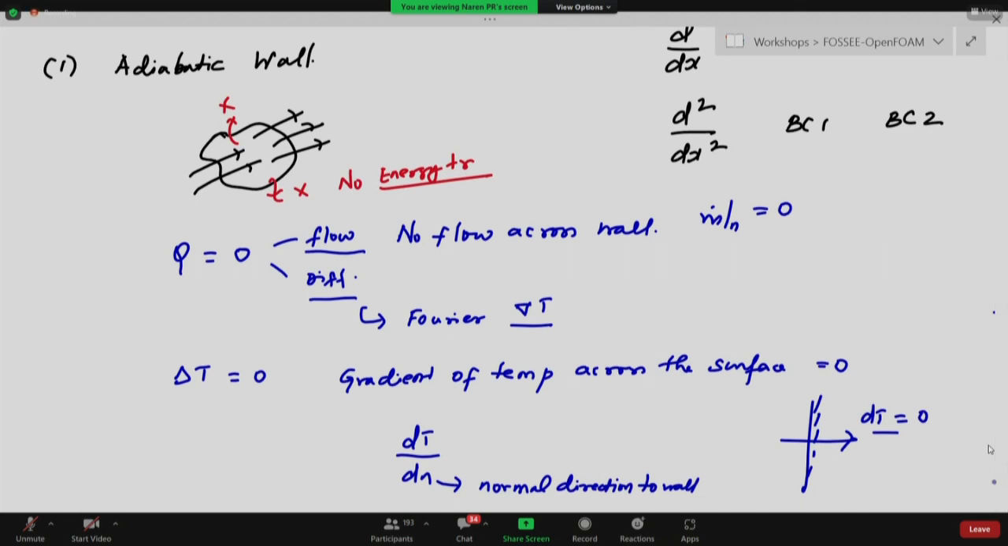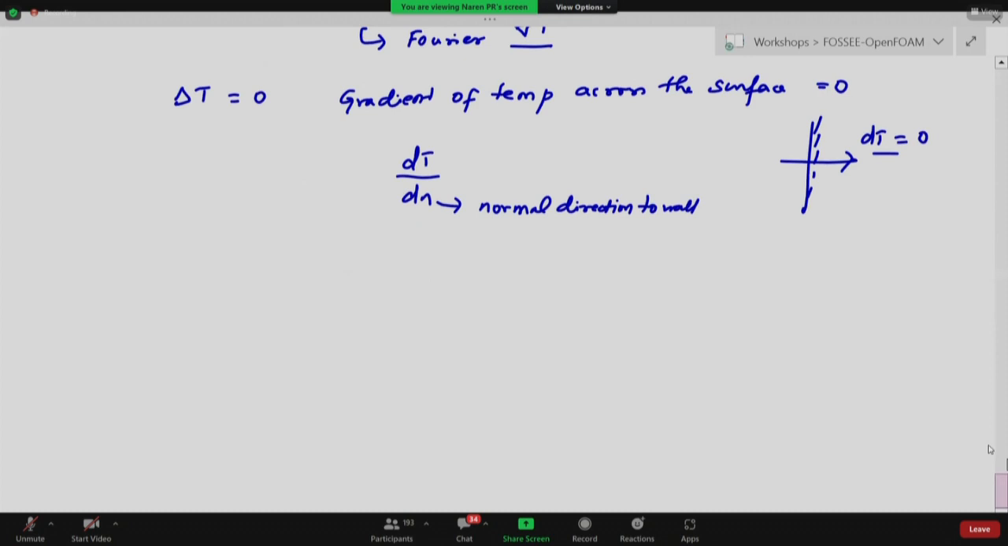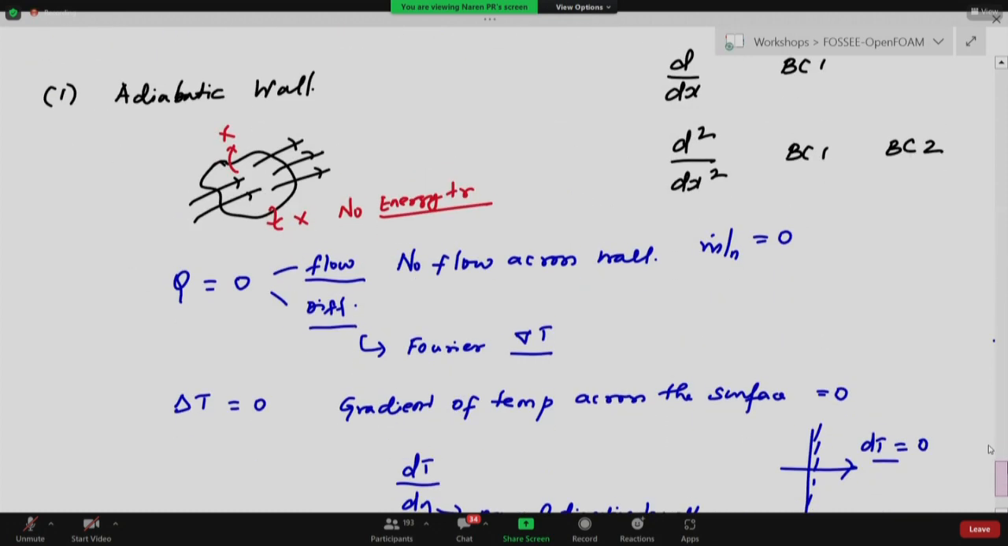Right? There is no transfer allowed, permitted. So we can write an adiabatic wall either by writing the heat transfer rate as zero, or we can specifically and clearly write it as the temperature gradient being zero. Why are we not worried about the flow? Because we know that, anyway, flow is zero across the wall.